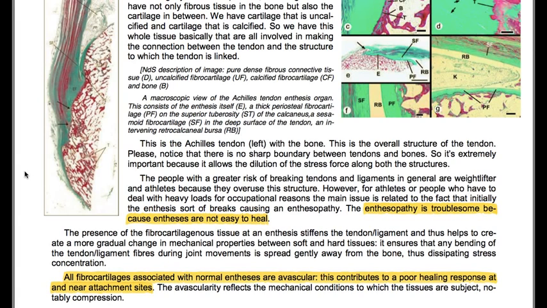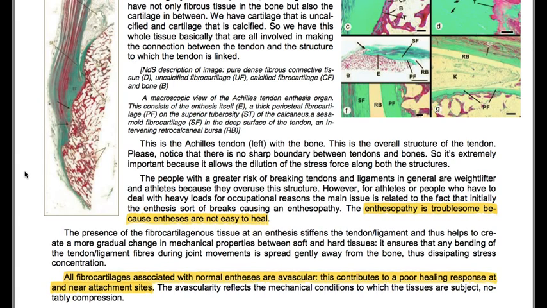The people with a greater risk of breaking tendons and ligaments in general are weightlifters and athletes because they overuse this structure. However, for athletes or people who have to deal with heavy loads for occupational reasons, the main issue is related to the fact that initially the enthesis breaks, causing an enthesopathy. The enthesopathy is troublesome because entheses are not easy to heal.